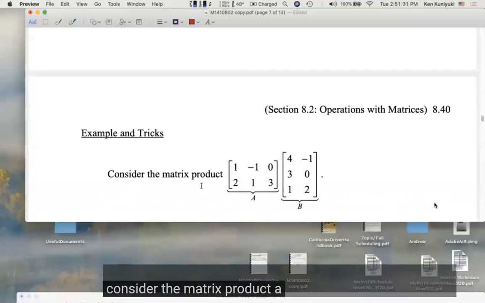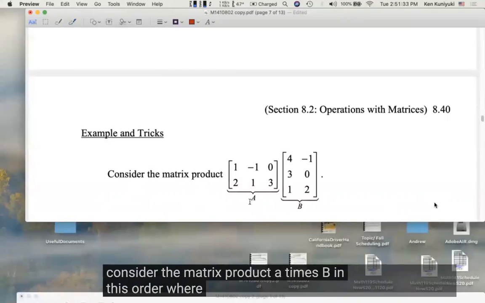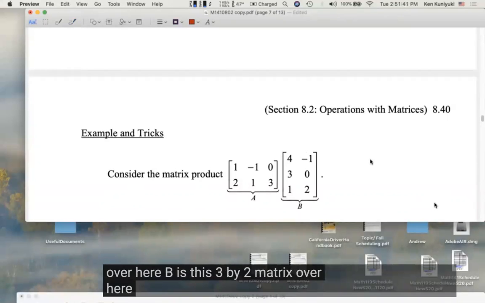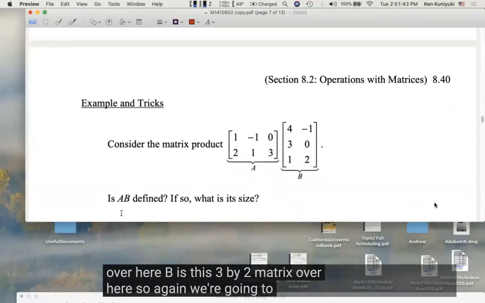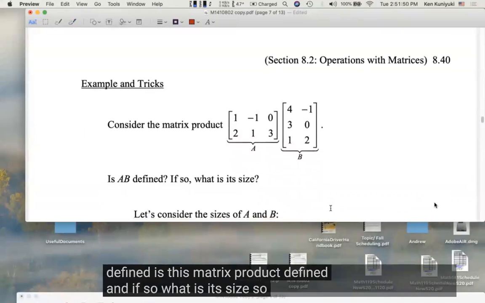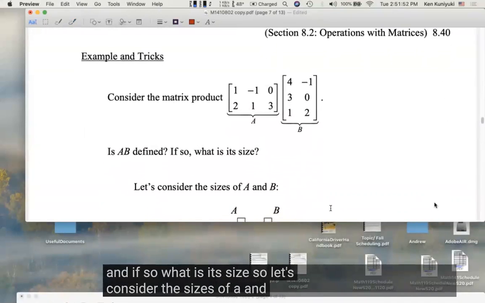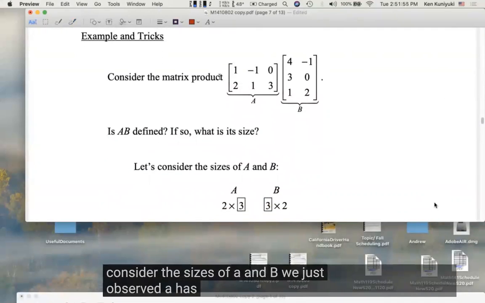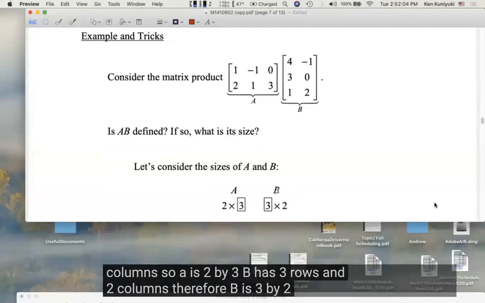Consider the matrix product A times B in this order, where A is this 2 by 3 matrix over here, and B is this 3 by 2 matrix over here. So again, we're going to ask, is AB defined? Is this matrix product defined? And if so, what is its size? So let's consider the sizes of A and B. We just observed A has 2 rows and 3 columns, so A is 2 by 3. B has 3 rows and 2 columns, therefore B is 3 by 2.